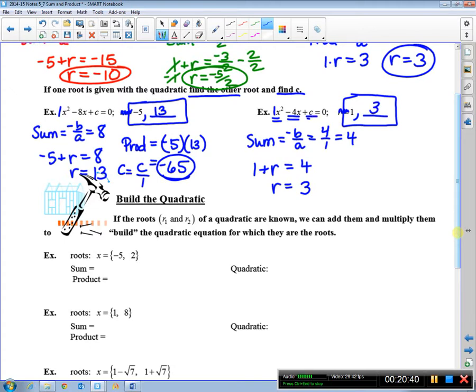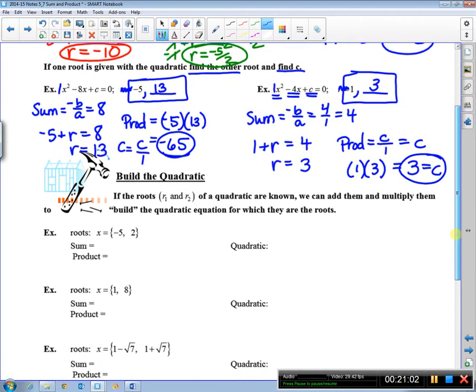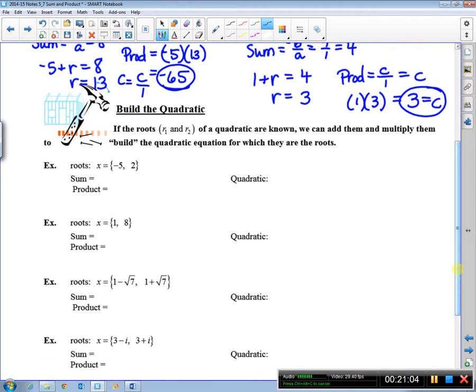And then we want the value of c again, which again is just going to be the product. The product of the roots would be c over a, but a is 1. So the product of our roots is the value of c, and we have 1 times 3, which of course is 3. Okay. How are you doing so far? Last part.